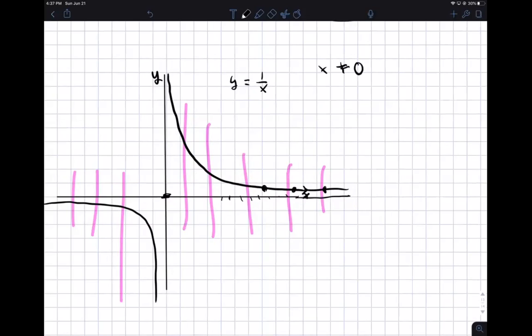Wait, does that mean the domain is not 0? Yeah, you can use your set notation, which would be like minus infinity to 0 and then 0 to infinity or something like that, where this is not including it. But it's way easier if you can just say x does not equal 0, because that's the domain. It's just all numbers except x can't be 0.